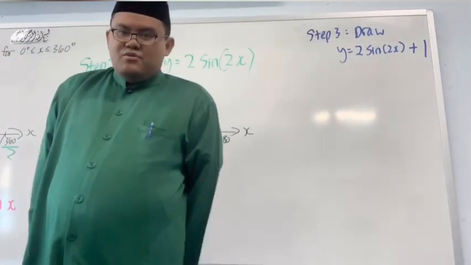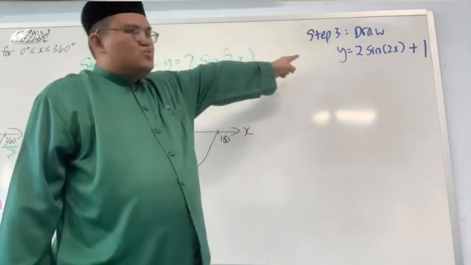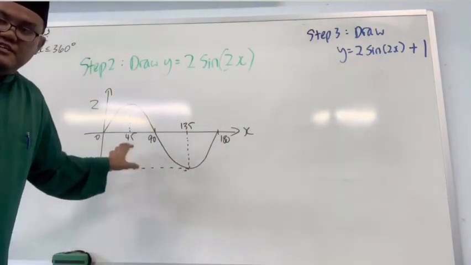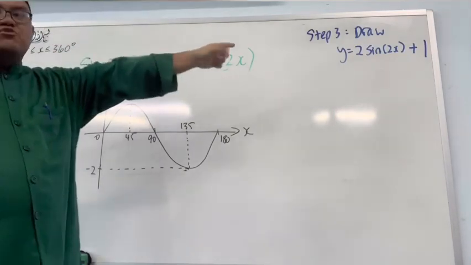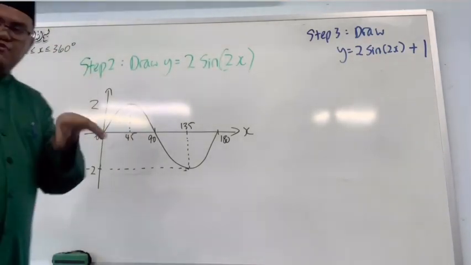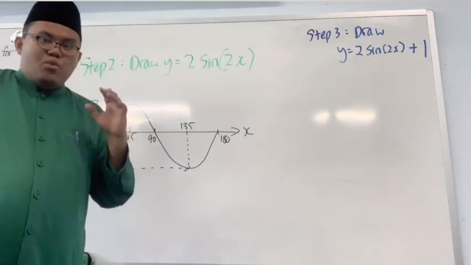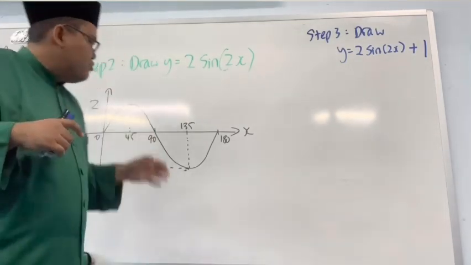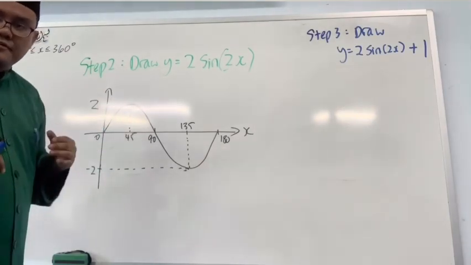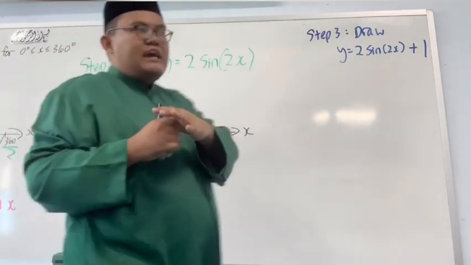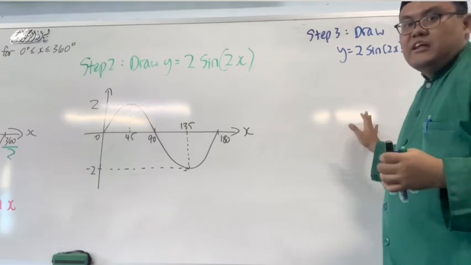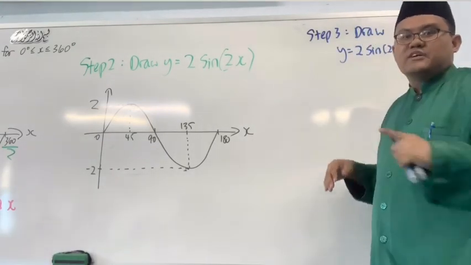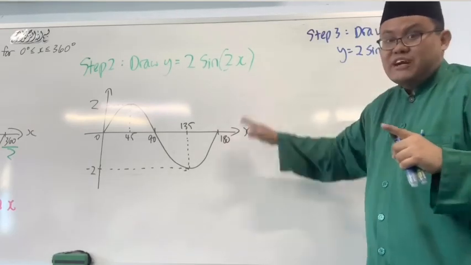Okay, now the final step. We are going to draw the effect of plus 1 on what we drew previously. Now, what does plus 1 do to your graph? As you all know, plus 1 will make our graph go up by 1. So, everything will move up by 1. You can redraw this and then draw such that everything moves up by 1, or you can do a shortcut. We just modify this graph.